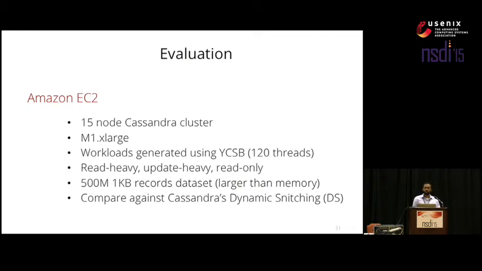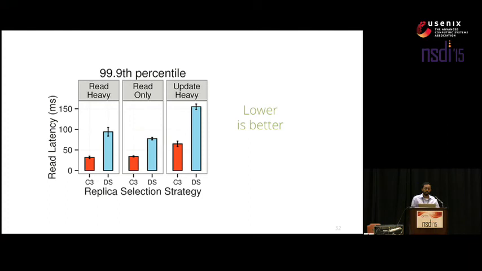We have a 15-node Cassandra cluster. We used m1.xlarge instances, which are backed by spinning disks. The workloads are generated using the Yahoo Cloud Serving Benchmark. We generate read-heavy, update-heavy, and read-only workloads. The data set is 500 million 1 kilobyte sized records, which translates to roughly 100 gigs per node. We compare against Cassandra's dynamic snitching mechanism, which will be indicated in the subsequent slides as DS. First, let's look at the 99.9th percentile latency when we use C3 and when we use dynamic snitching.